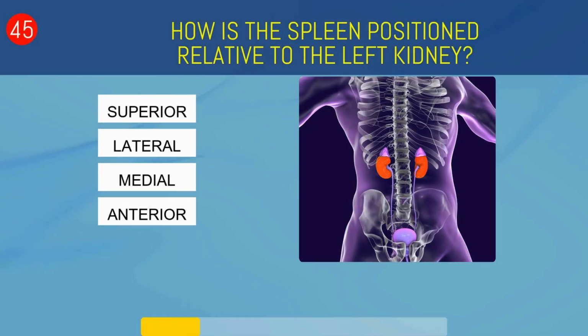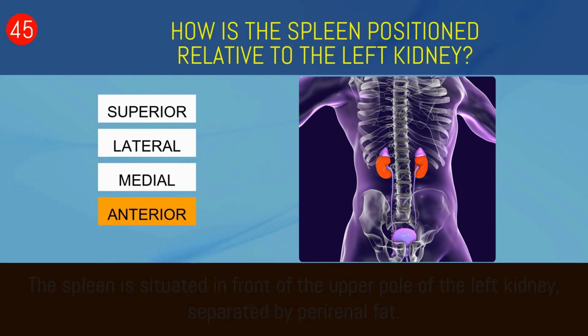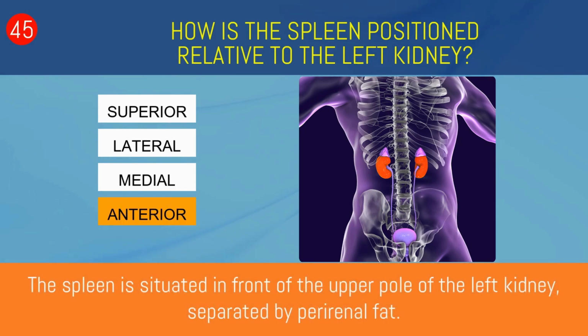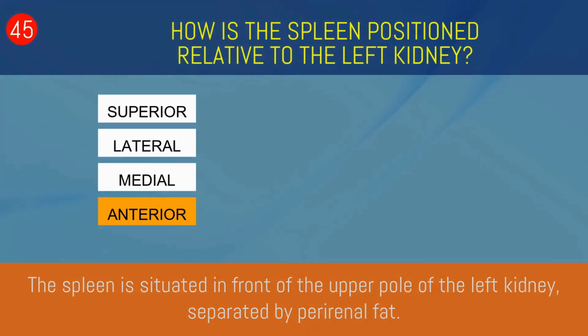How is the spleen positioned relative to the left kidney? Superior, lateral, medial, or anterior? Anterior. The spleen is situated in front of the upper pole of the left kidney, separated by perirenal fat.